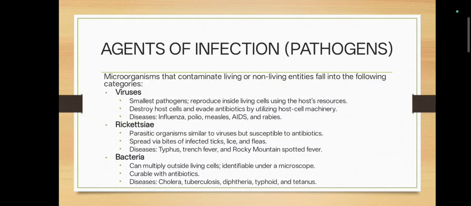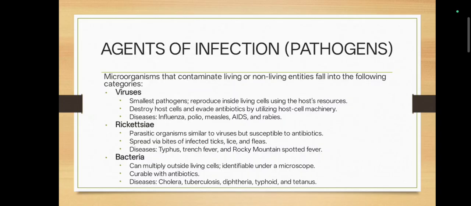Agents of infection or pathogens. Let's see these agents in detail. Viruses are the smallest pathogens. They reproduce only inside living cells using the host resources. They destroy host cells and evade antibiotics. For example, they include influenza, polio, measles, AIDS, and rabies.